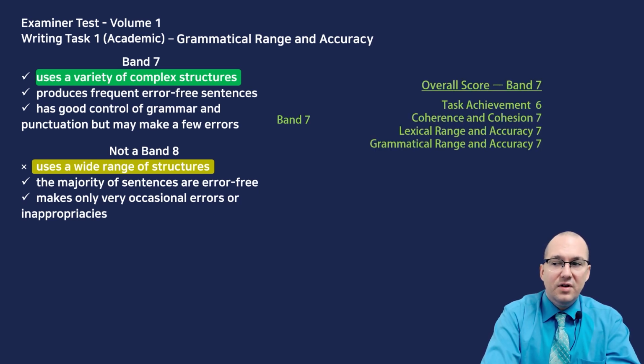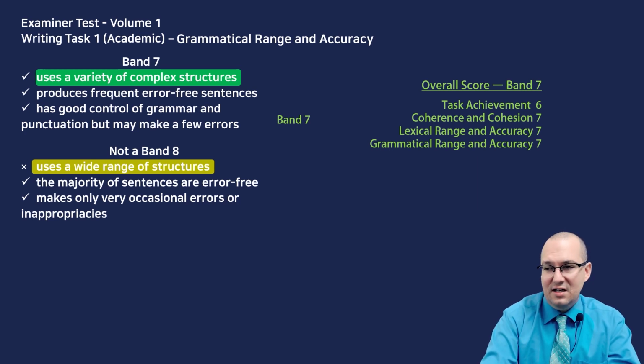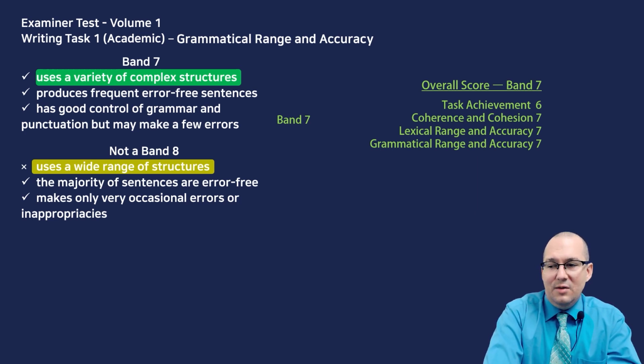So let's look at the overall score. Well, it's a band 7. Task achievement was a 6. Again, this was the lowest part, and then 7, 7, 7. So this would give it a 7 overall. Obviously, I feel like there's some easy changes that could be made, like more accurate reporting could have given task achievement a 7. Using synonyms could have put it into an 8.